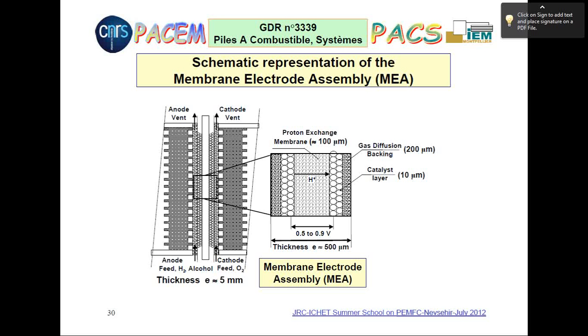So you have the thickness, more or less: membrane about 100 micrometer, the catalytic layer 10 micrometer, gas diffusion layer about 200 micrometer. So altogether you have half a millimeter. That's important. And the cell voltage could be between 0.5 and 0.9 volt. This thickness is very important because if you make stacks, you would like to reduce the volume and the weight. So you must have very thin bipolar plates. This is the most important point where you can gain weight and volume.